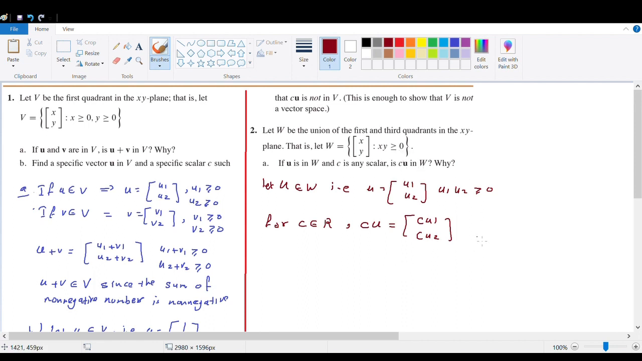So now let us check cu1 multiplied by cu2. That is c squared times u1 multiplied by u2. The c squared is greater than or equal to 0 because it is squared. And u1 multiplied by u2 we assumed from the beginning, since u is in W, is greater than or equal to 0. So the whole thing is greater than or equal to 0, hence cu is in W.